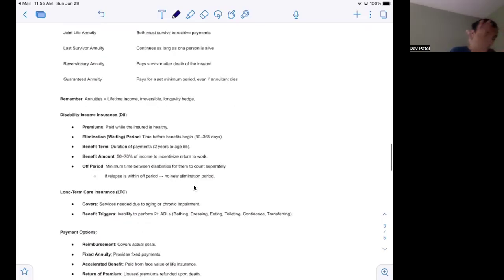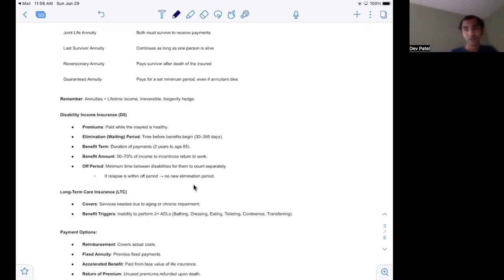And then we have one of the major ones here, which is disability income insurance. So how this works is while the insured is healthy, they pay the premiums. And then once the insured becomes disabled and is unable to work, there's a waiting period, also called the elimination period, where they have to wait like 30 days or 2 months before the actual benefits start to kick in.